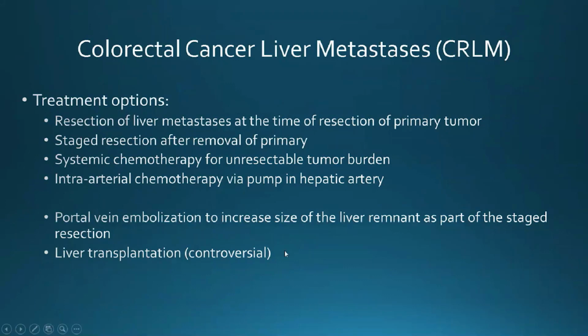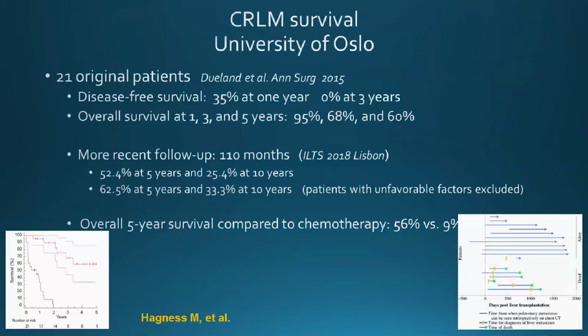There's a controversial issue about transplantation, especially in the era of organ shortage. Of course, most of the experience goes back to the early 80s and 90s when these patients did not do well after transplantation. However, recently a group from Stockholm took 21 patients under a very strict protocol and transplanted them, with a 5-year survival of almost 60%.